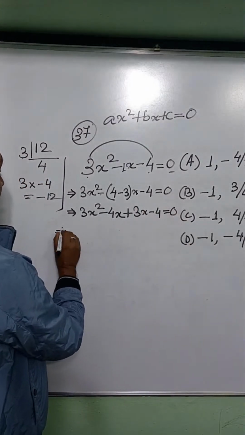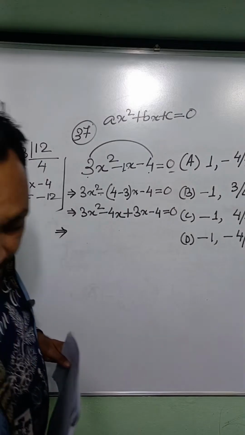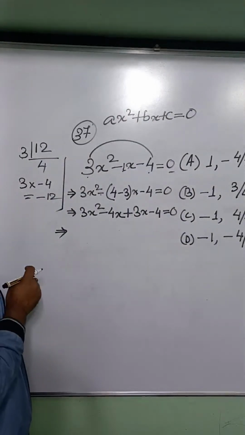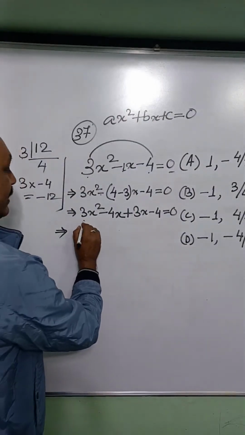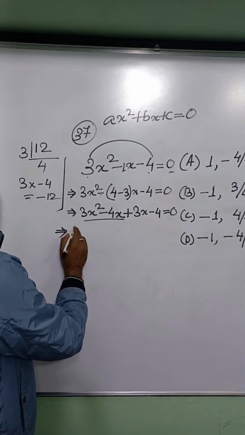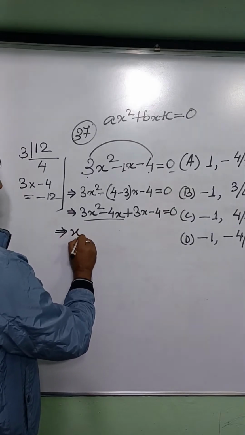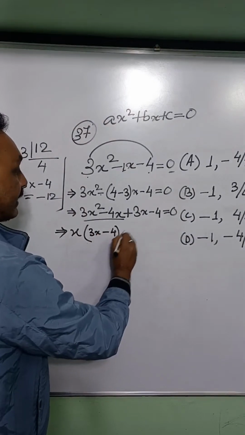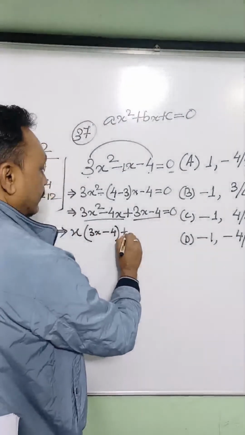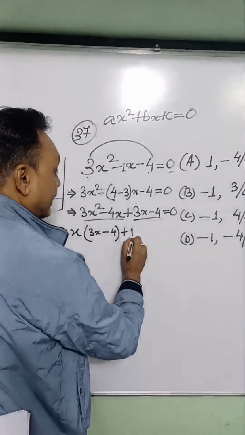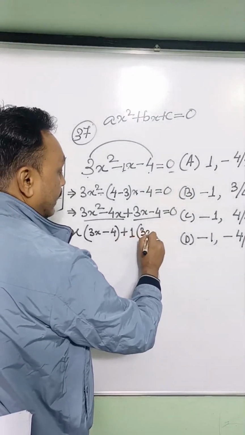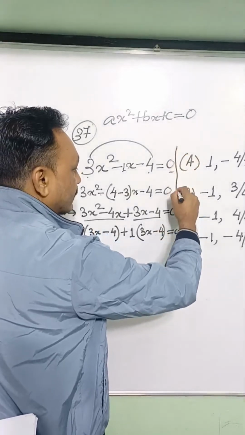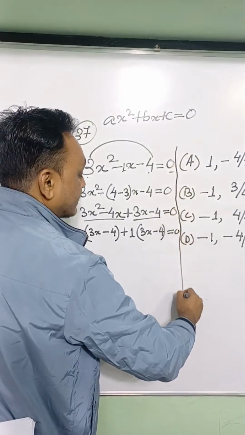Now here you have to take common. What is common from these two terms? Only x is common, so it will be 3x minus 4. From the other two terms nothing is common, so you take 1, giving 3x minus 4 equal to 0. So these are the options, and these are the solutions. Don't be confused.